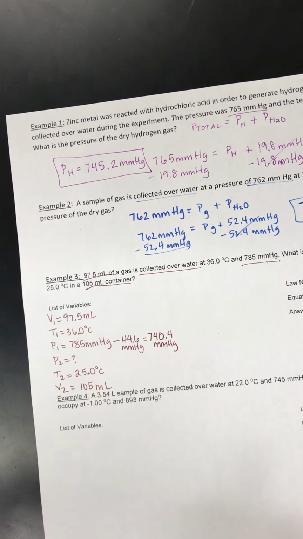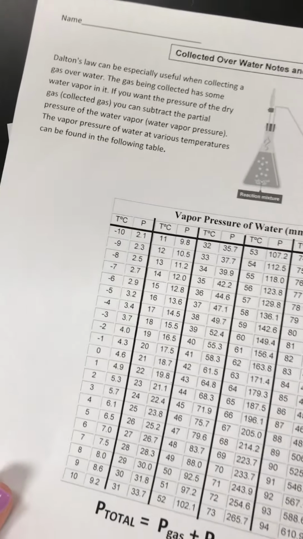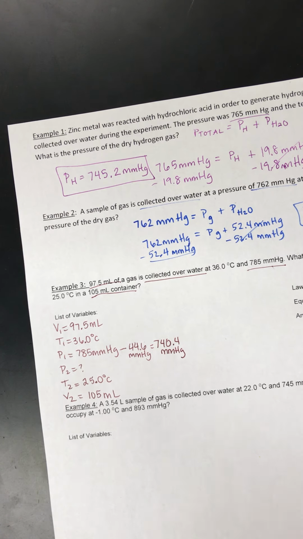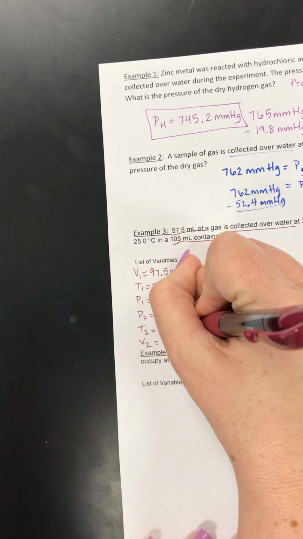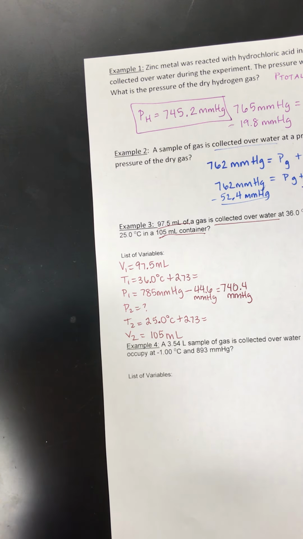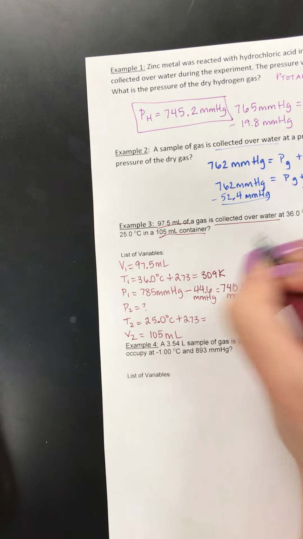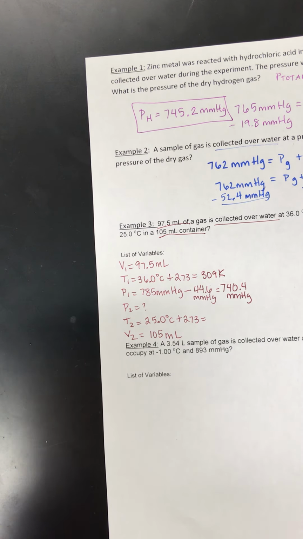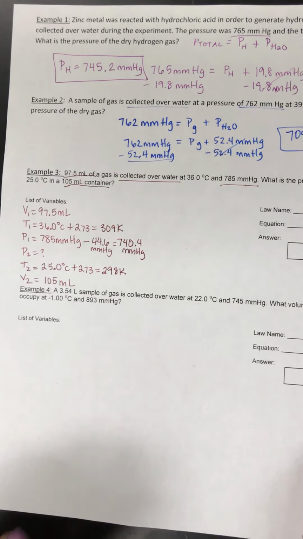I have another problem. My temperature cannot stay in Celsius. The reason why I waited is because this table is in Celsius, so I didn't want to convert to Kelvin just yet. So I'm gonna add 273 to both of them, and that will be my Kelvin temperature, so I can plug it into my law. So 36.0 plus 273 equals 309 Kelvin, and then 25.0 plus 273 equals 298 Kelvin. Okay, so that's really our list of variables. So this is gonna be a little bit more complicated.